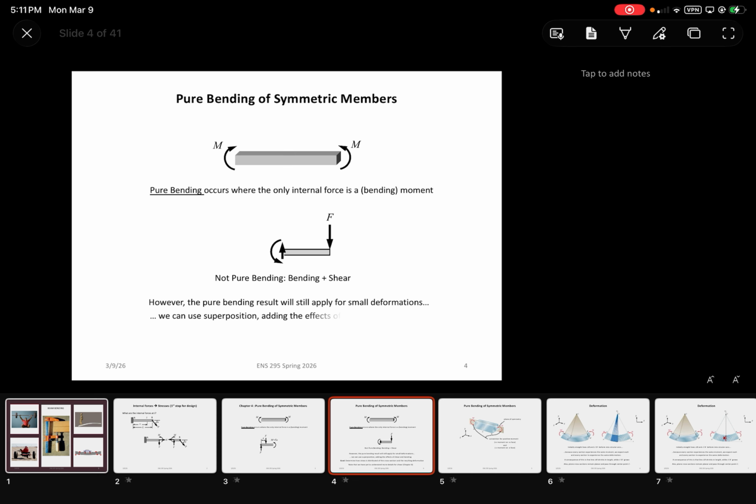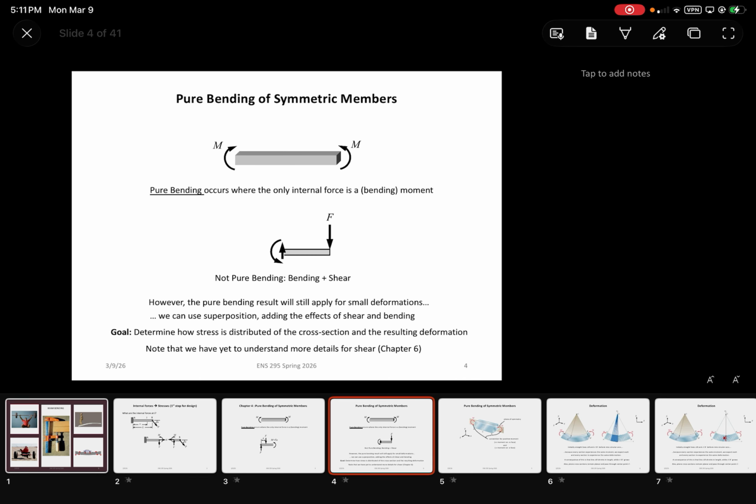So the pure bending result will still apply for small deformations. We can use superposition, adding the effects of shear and bending. This is something we'll learn later on, I think again in chapter 5, where basically the summation of the shear force is equal to the bending moment at a particular point. I know that sounds like a lot, but it's actually a very simple thing.